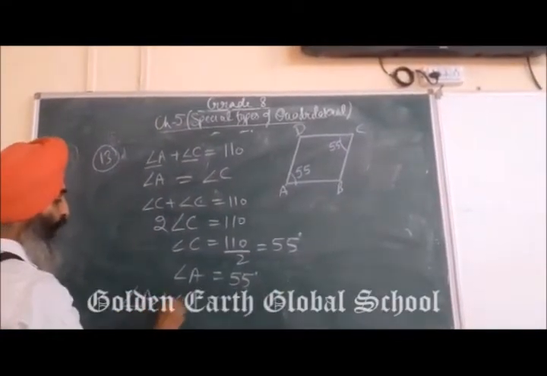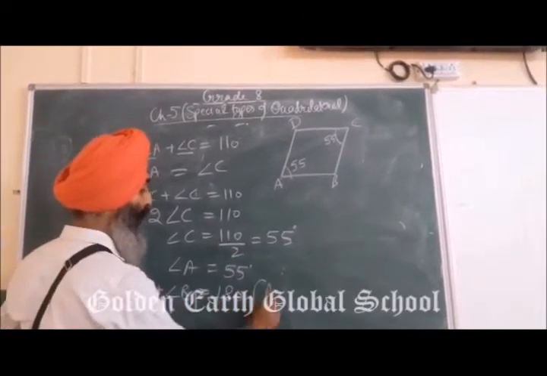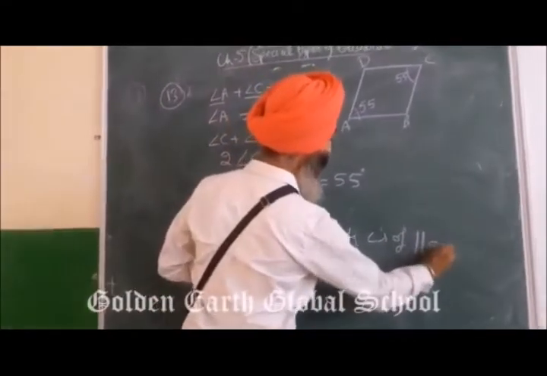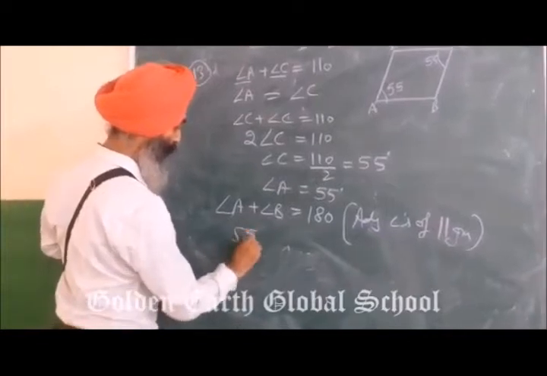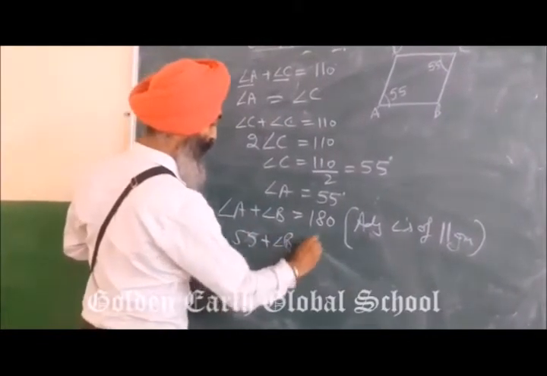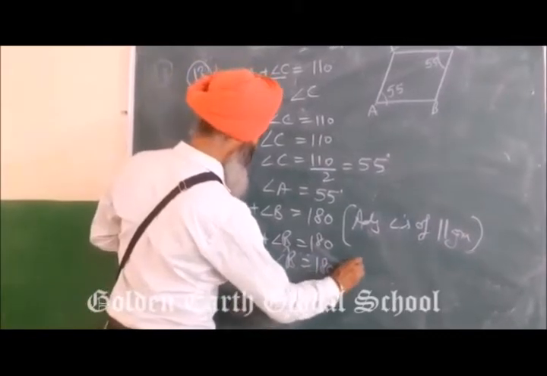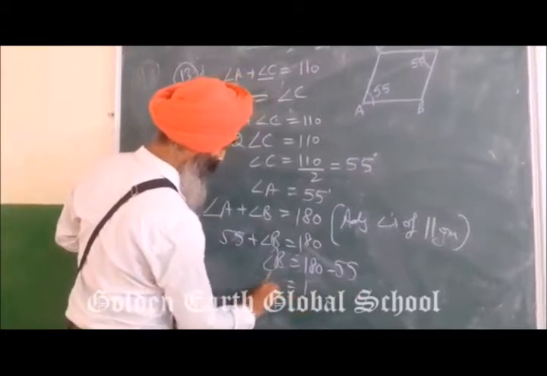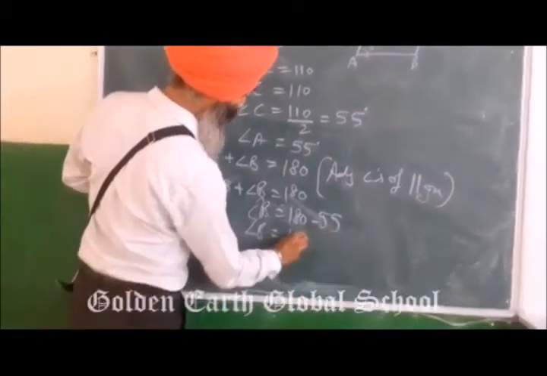Angle A and angle B are adjacent angles. So इसका total 180 होगा. Adjacent angles of parallelogram. So now angle A is given 55 plus angle B. So you can find angle B by subtracting it from 180. So answer is 125.